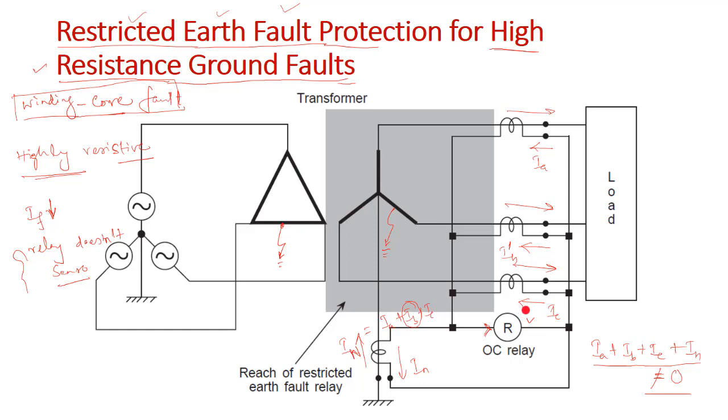So this is how your high resistance ground faults can be protected, and these protection schemes are known as restricted earth fault protection schemes, because they are quite restricted to a particular side of the winding, right, whether it is primary side or secondary side. So based on the arrangement, it is called restricted earth fault protection.